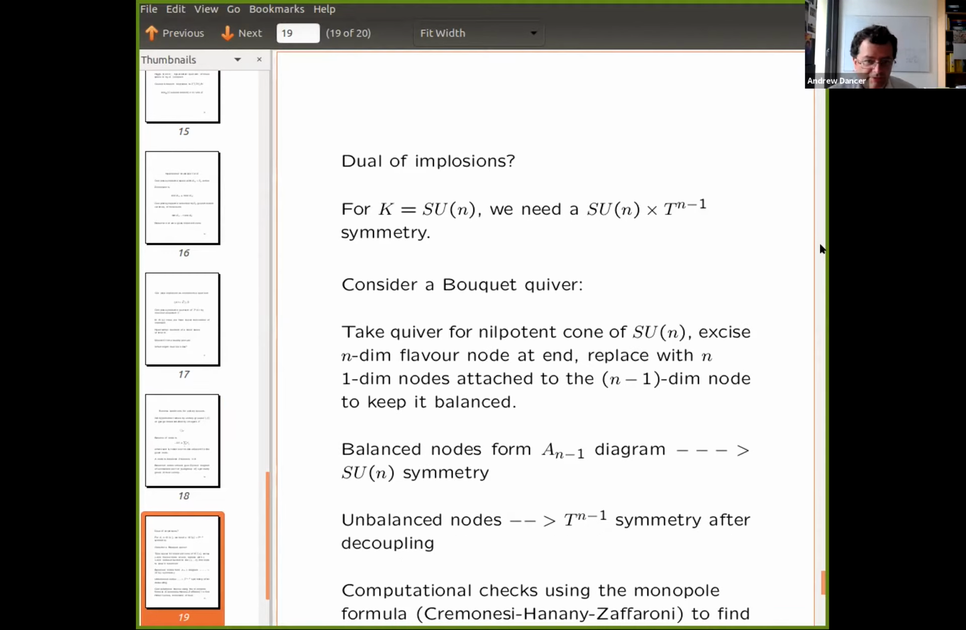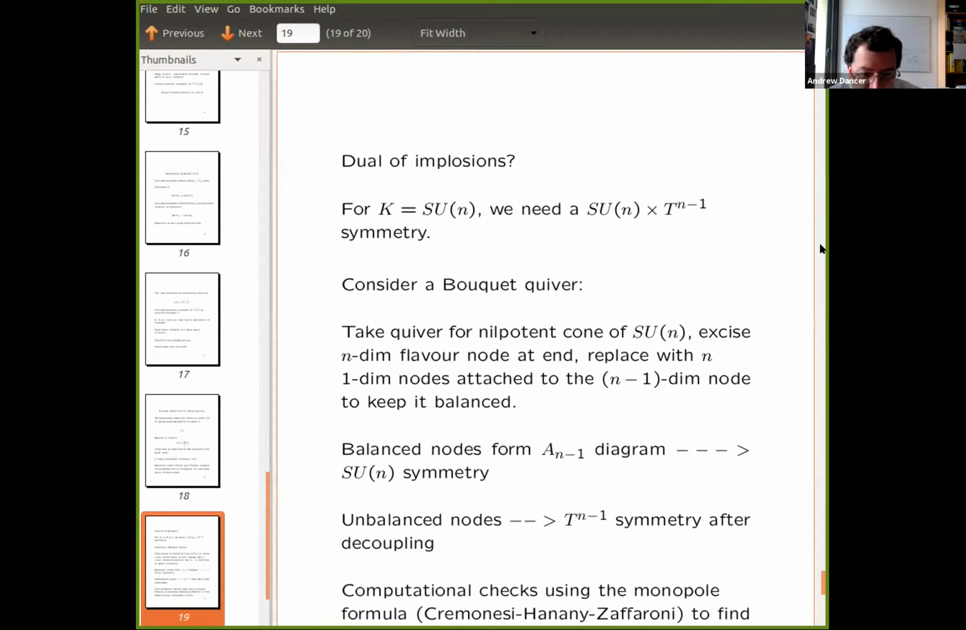So just to conclude, that gives us a clue about how to figure out the dual of the implosion, first of all in the SU(N) case. So we need an SU(N) × T^{N-1} symmetry. So the idea is we take the quiver for the nilpotent cone of SU(N), we excise the N-dimensional flavor node at one end, and that now unbalances the next node. So to rebalance it, we just put in a bouquet of N one-dimensional nodes attached to it.